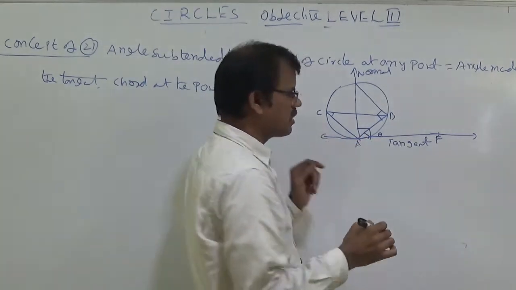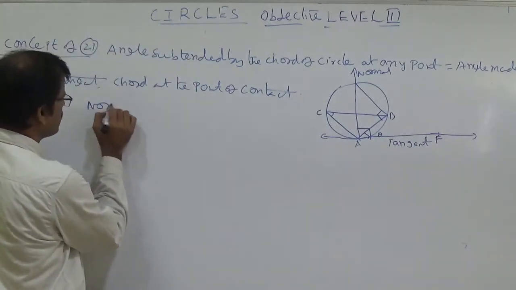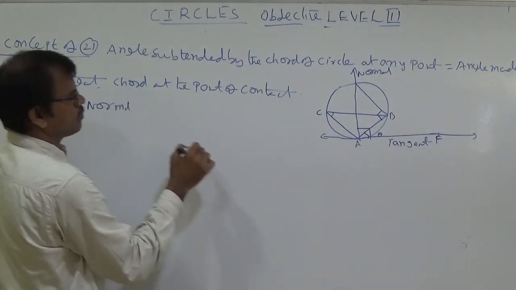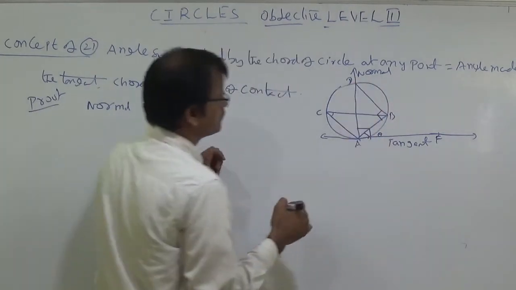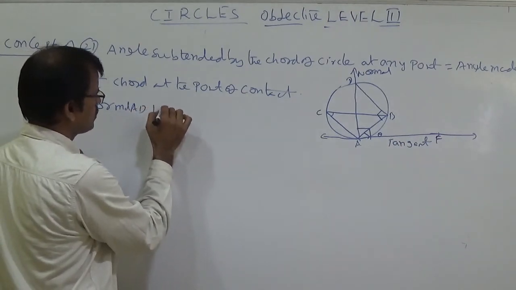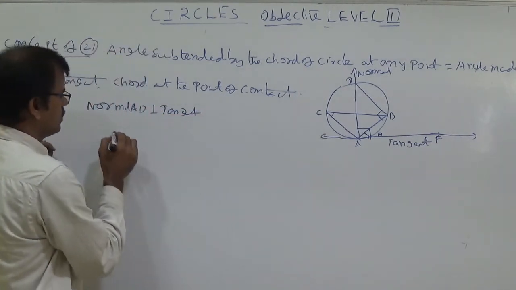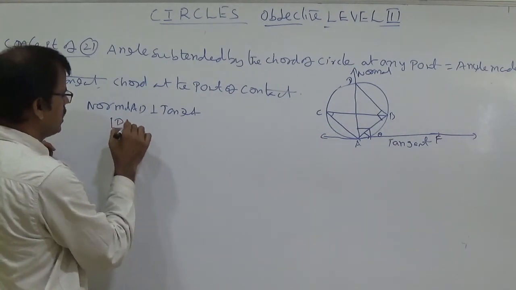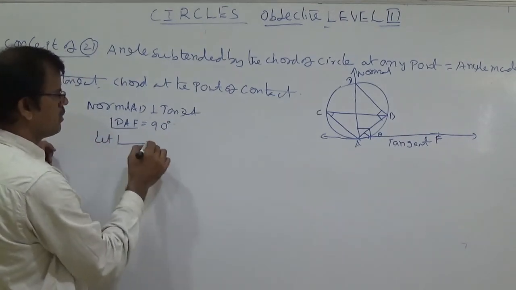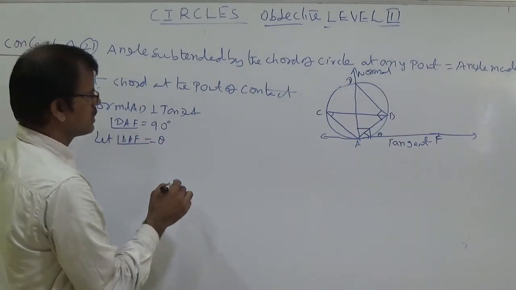We know that the normal is nothing but the perpendicular to the tangent. I am discussing the concept for the proof. Put here the name D. Normal AD is perpendicular to tangent AF. That means angle DAF is equal to 90 degrees. Let angle BAF be equal to theta.